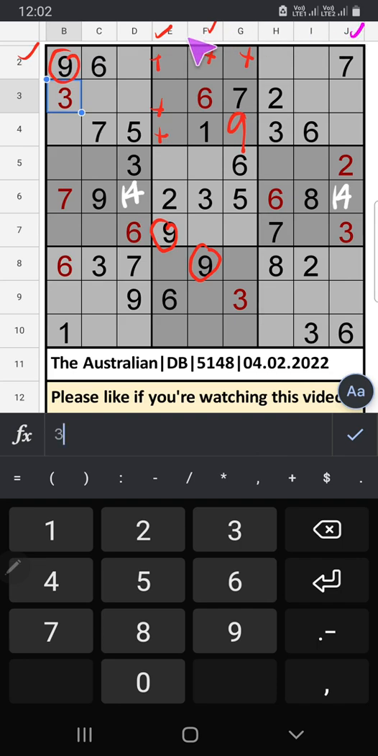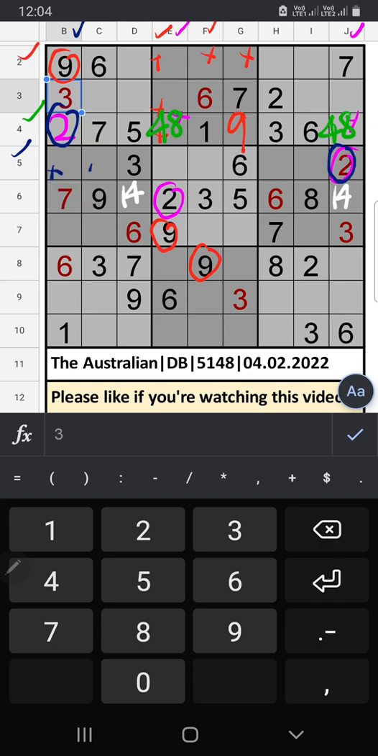Column J and column E we have 2. So 2 can't come in these cells. Then 2 is confirmed here. 4th row, 2 numbers are remaining, 4 and 8. We will confirm later.